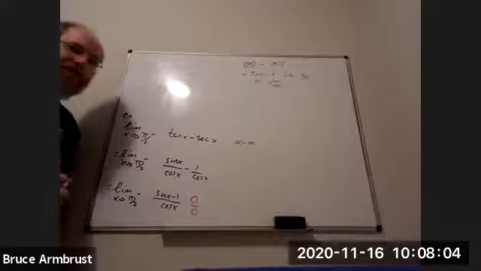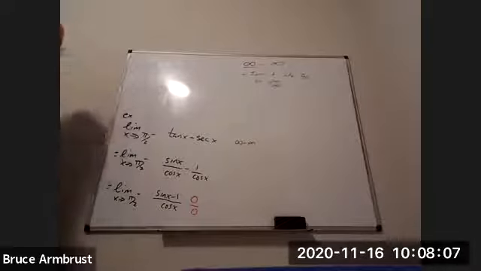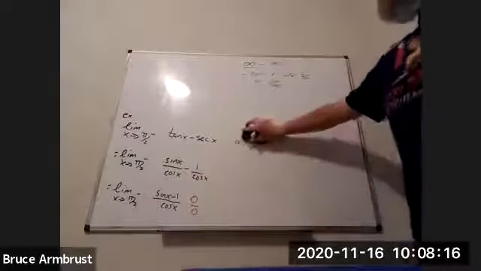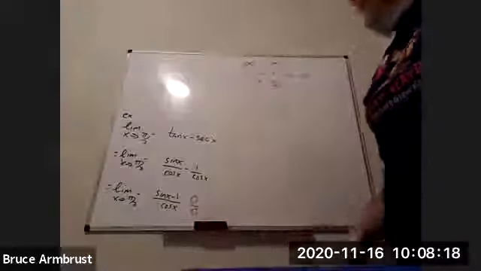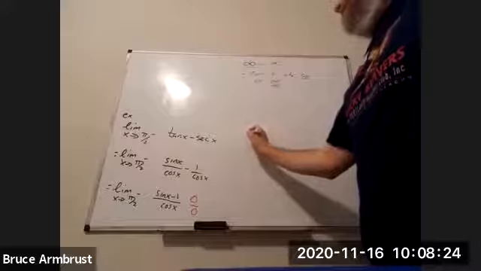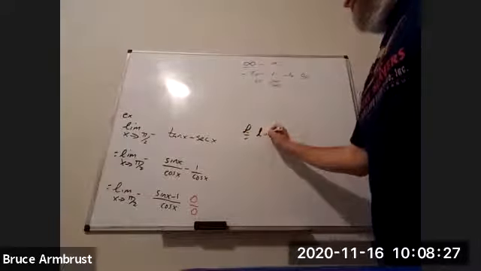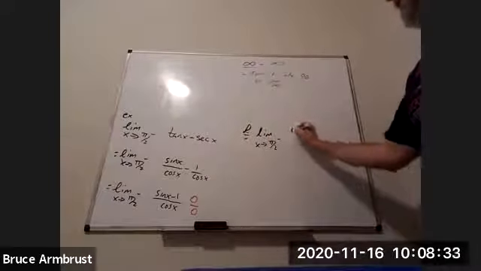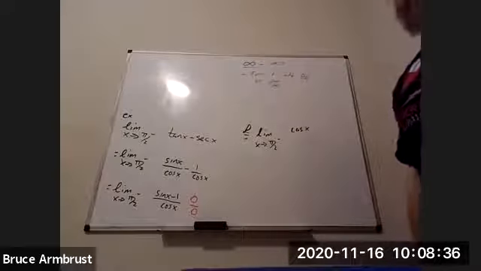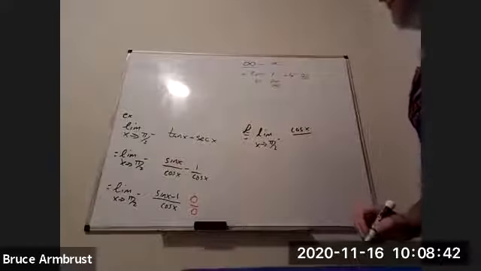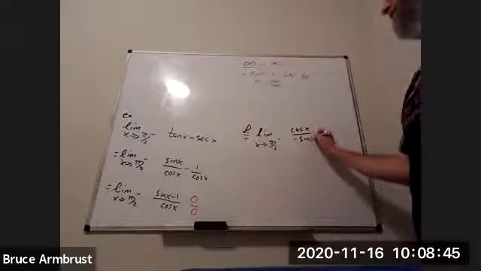But now we're ready for L'Hopital's rule. We're going to differentiate top and bottom and evaluate it at pi over 2. So by L'Hopital's rule, we're going to get the limit as x goes to pi over 2 from the left of, well, on top, cosine of x. On the bottom, we get minus sine of x.